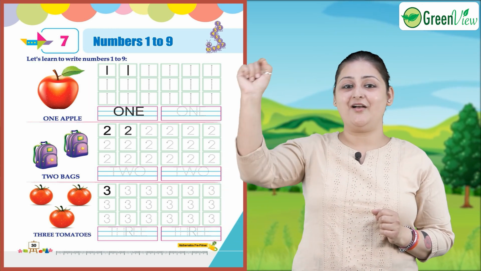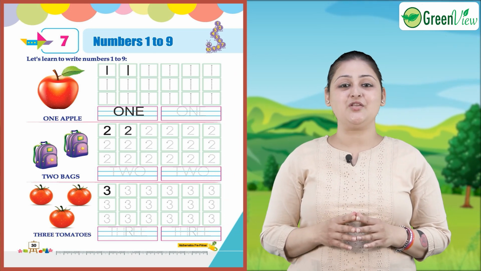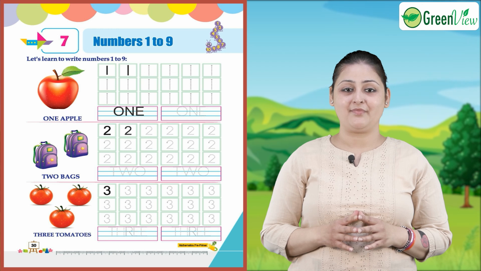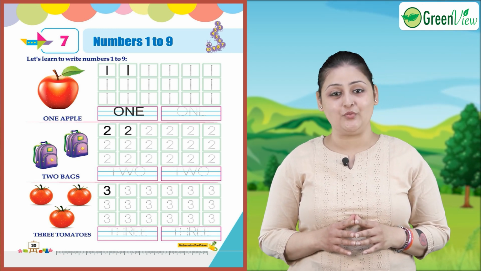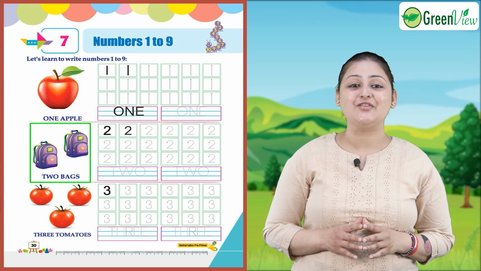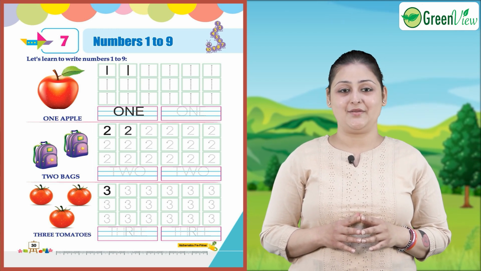We make a curve, a slanting line and a sleeping line. Now trace the tracing dots for more practice. What is the number name for 2? Is T-W-O 2. How many bags are there? 2 bags. Now trace the tracing dots for more practice.